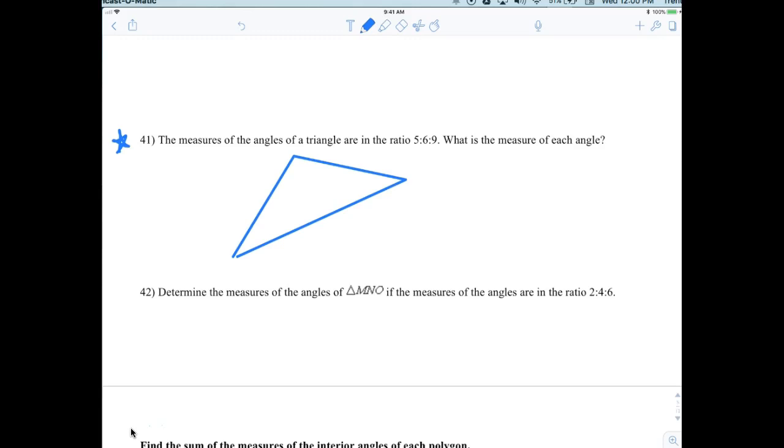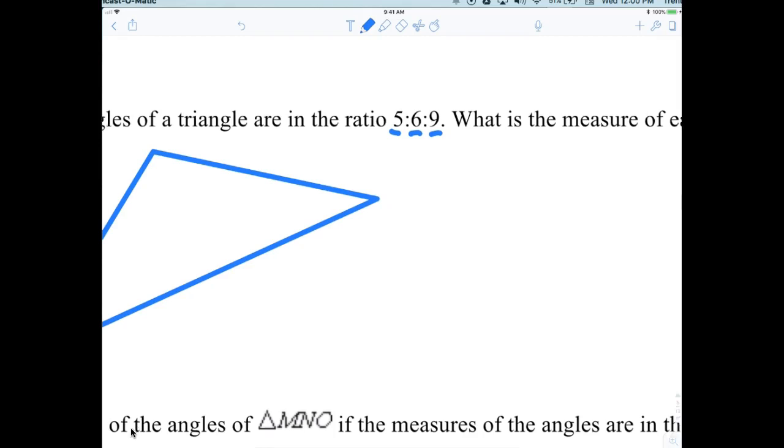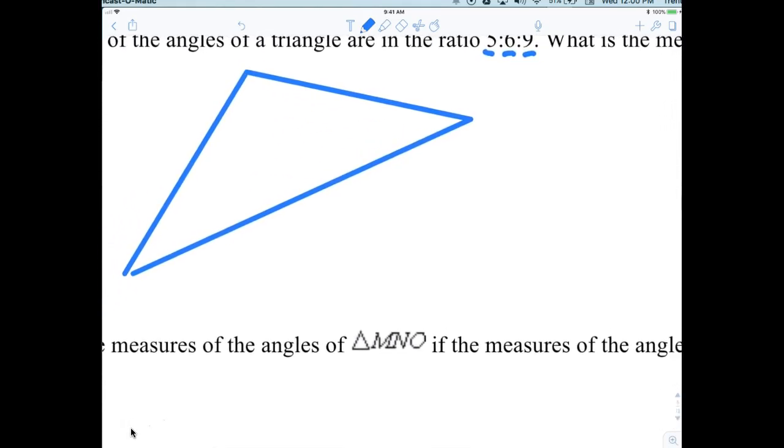No. Now listen, if the ratio is 5 to 6 to 9, pay attention now, because we talked about it once earlier this week. I want you to remember that the angles would be 5x, 6x, and 9x. All right? So the angles would be in a ratio of 5x, 6x, and 9x. Everybody hear me on that?